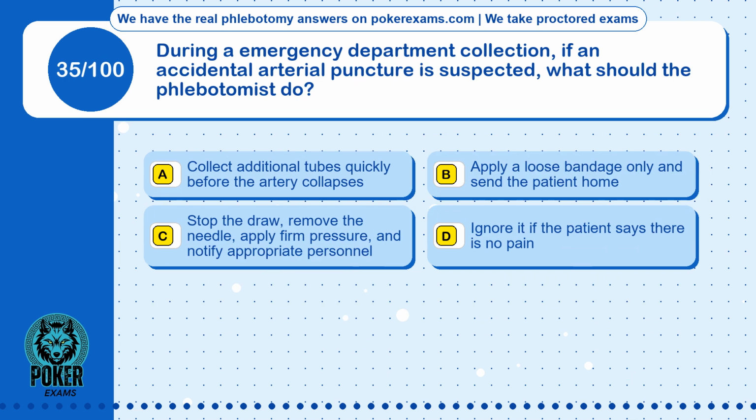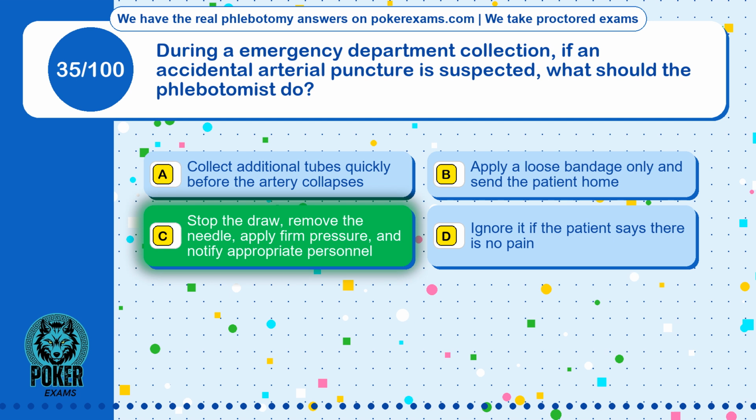Question 35. During an emergency department collection, if an accidental arterial puncture is suspected, what should the phlebotomist do? Option A. Collect additional tubes quickly before the artery collapses. Option B. Apply a loose bandage only and send the patient home. Option C. Stop the draw, remove the needle, apply firm pressure, and notify appropriate personnel. Option D. Ignore it if the patient says there is no pain.